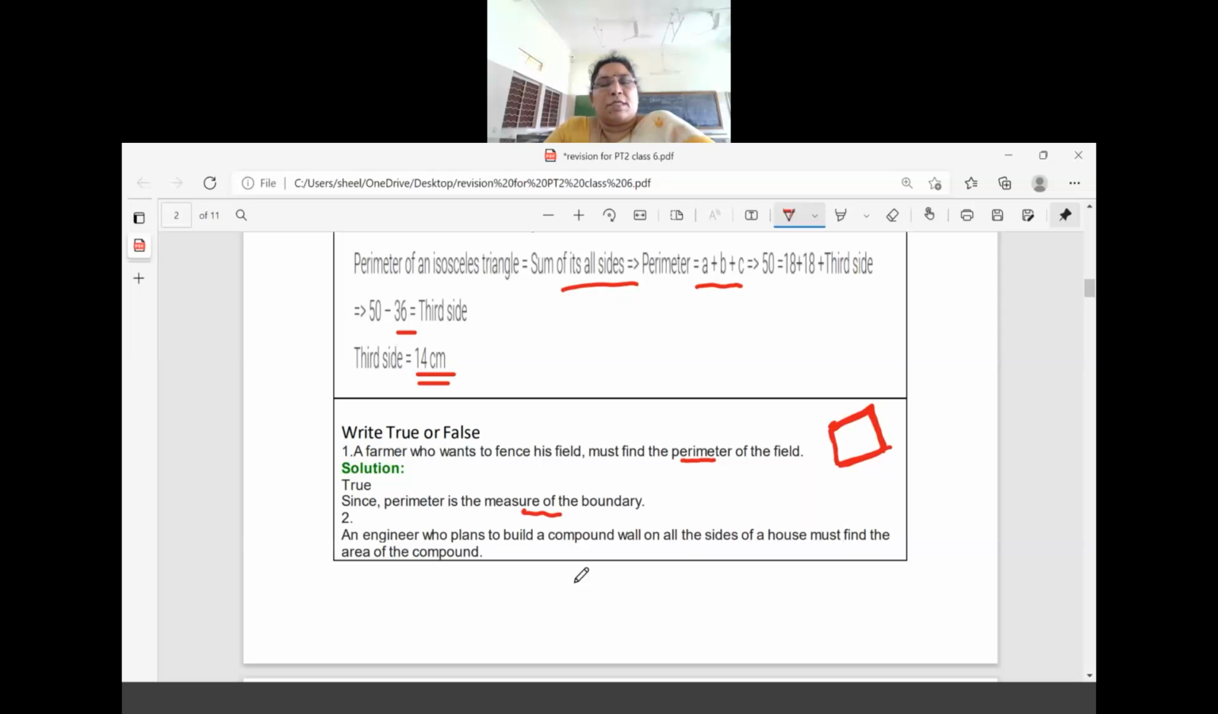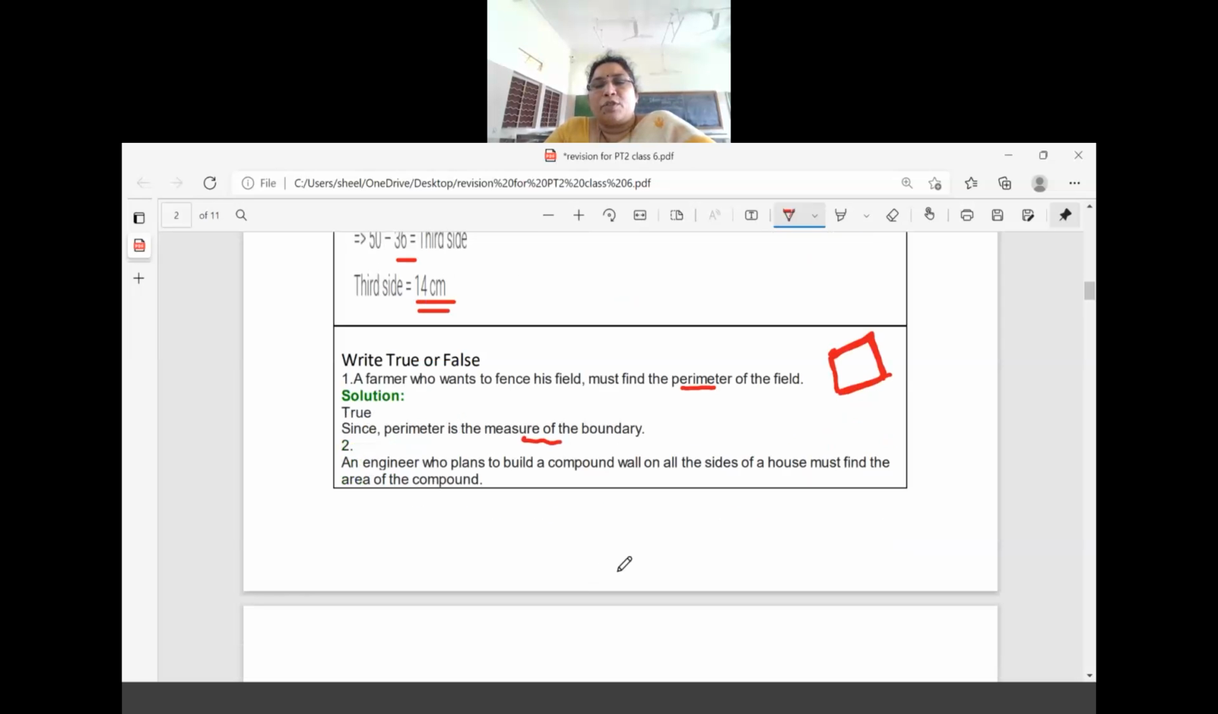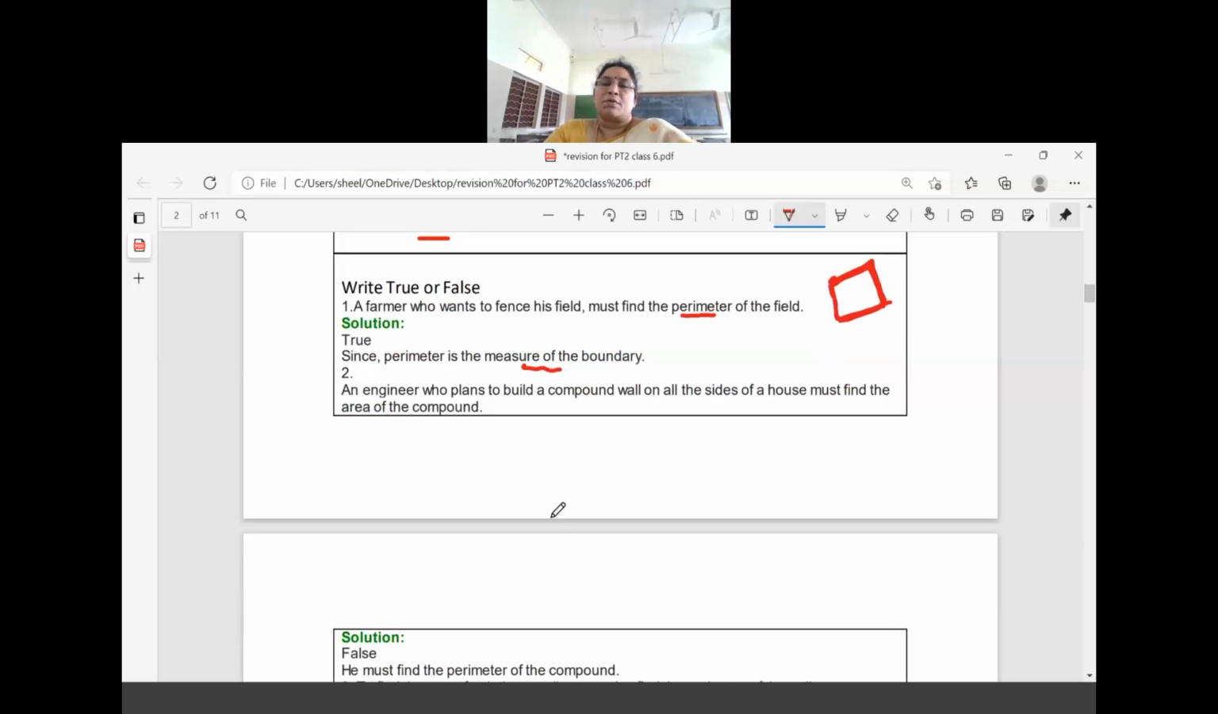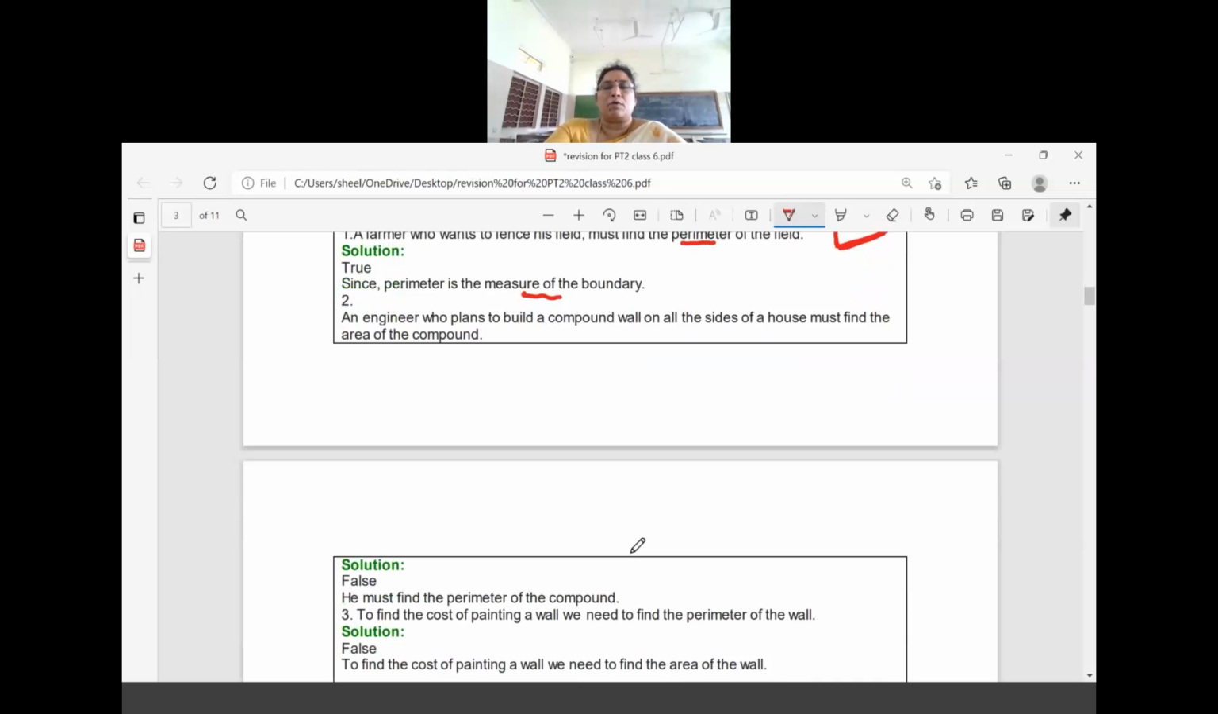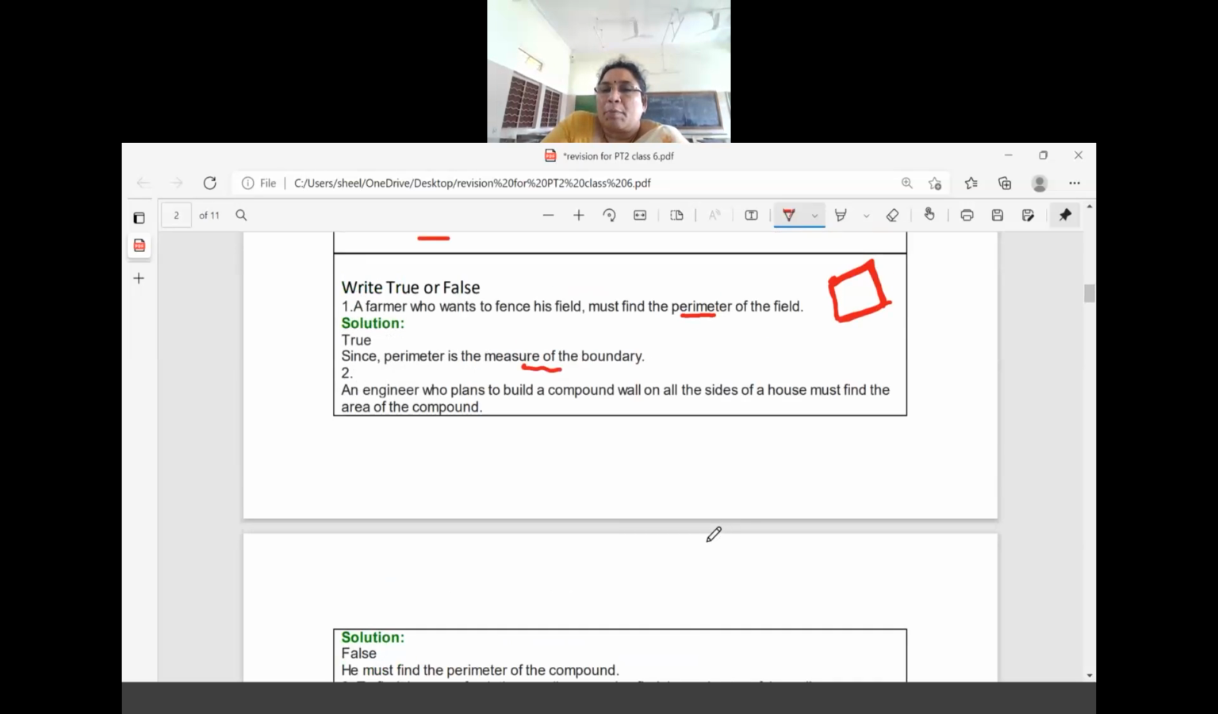Next question, question number two. An engineer who plans to build a compound wall on all sides of a house must find the area of the compound. Right? So what is the question here? He wants to build a compound wall on all the sides, must find the area. Now, just now we told that when we are talking about perimeter, fencing is seen as perimeter only there, so we should go for the boundary things.